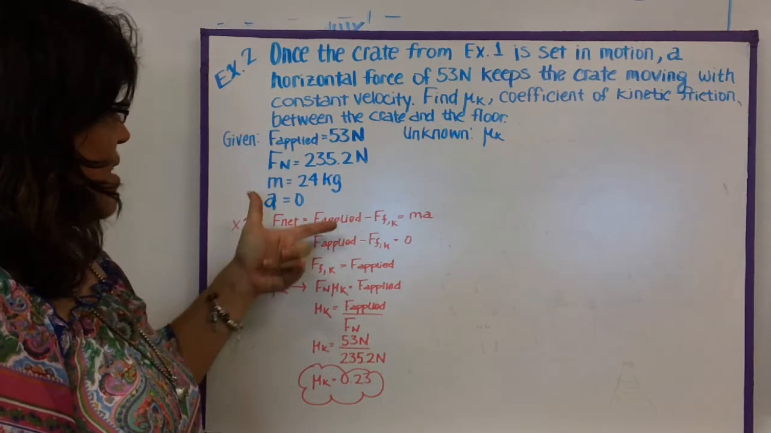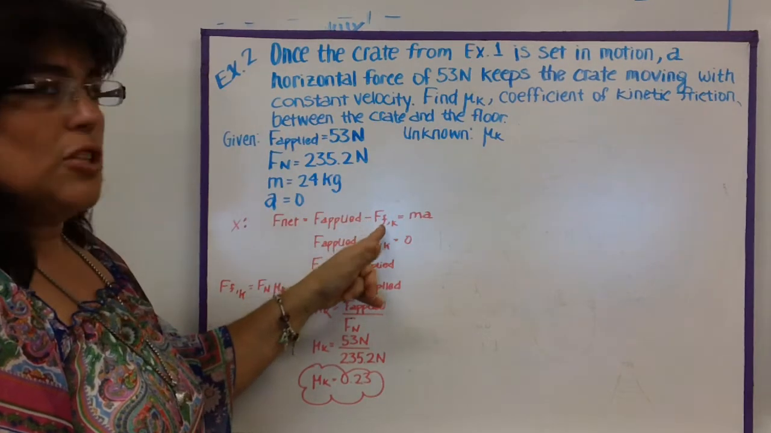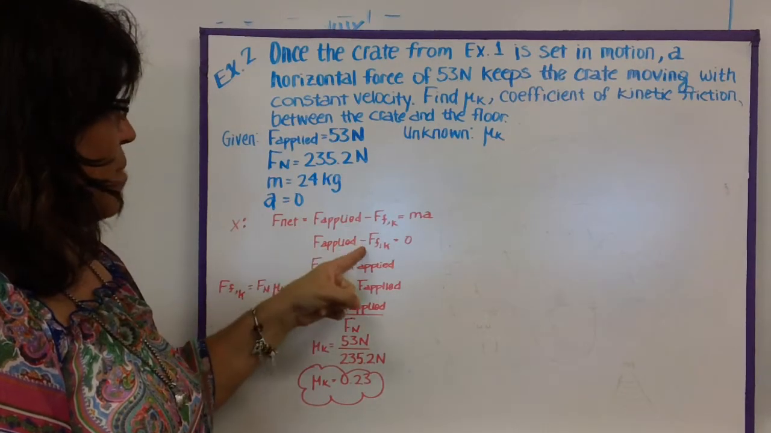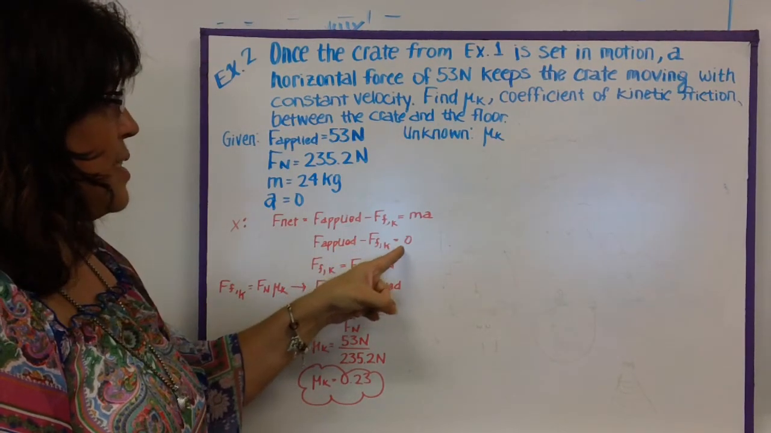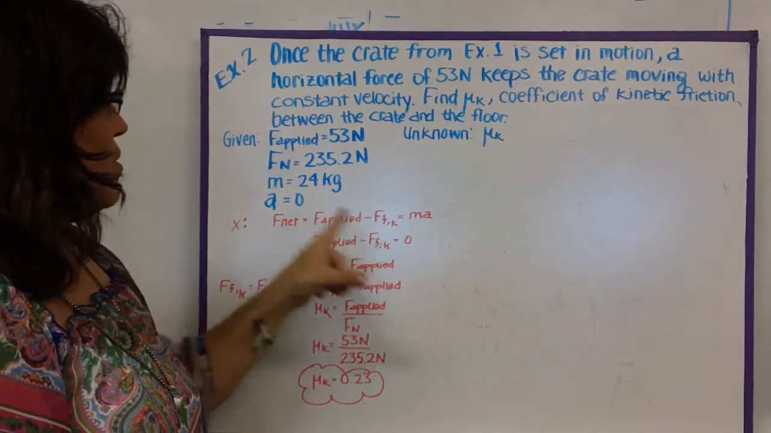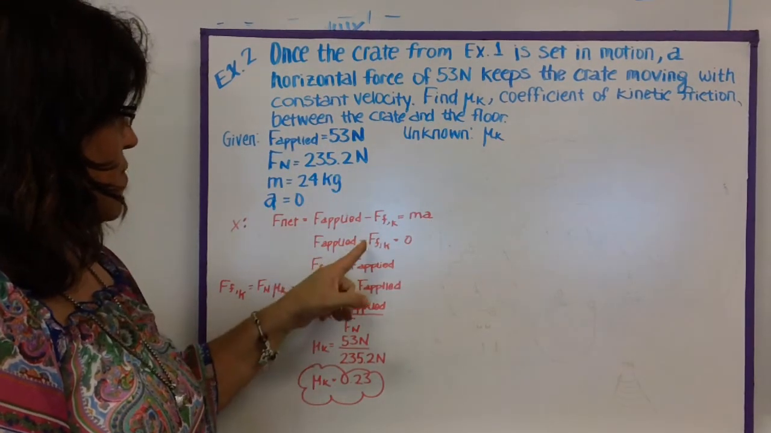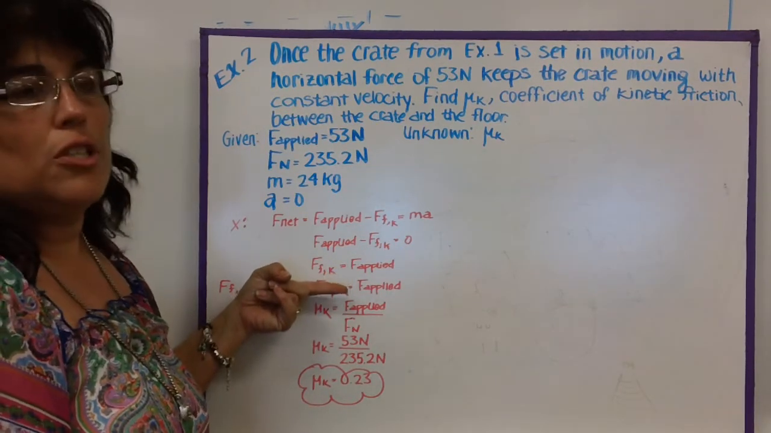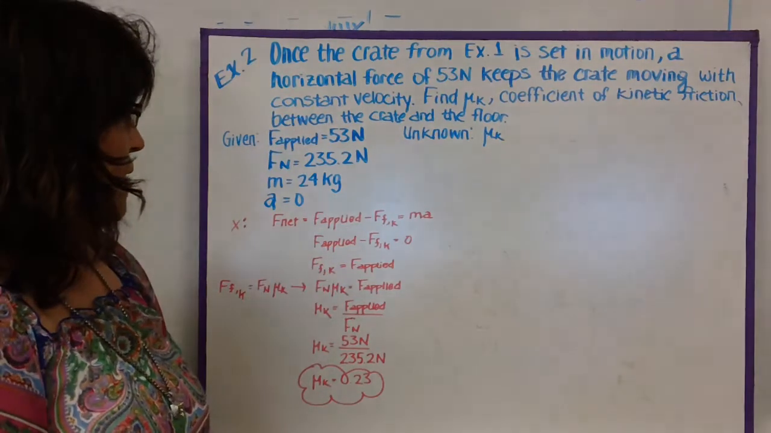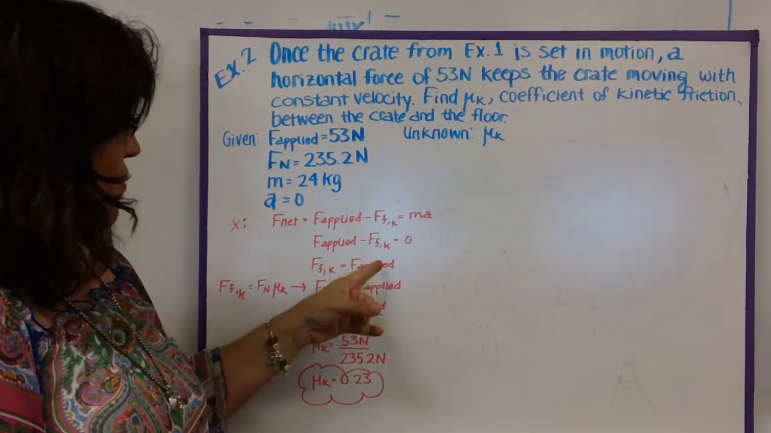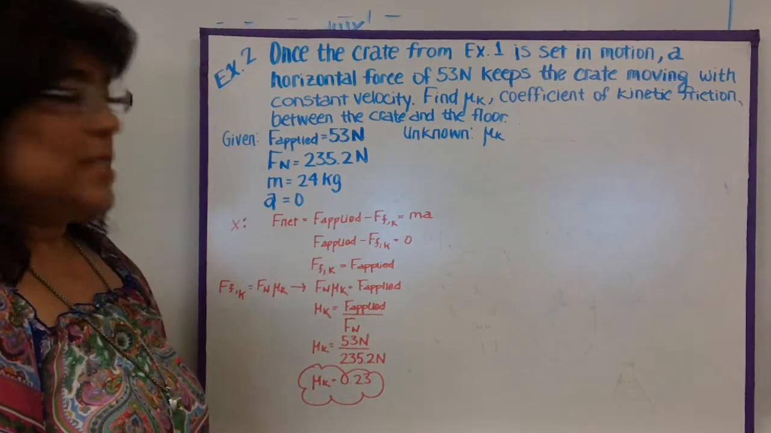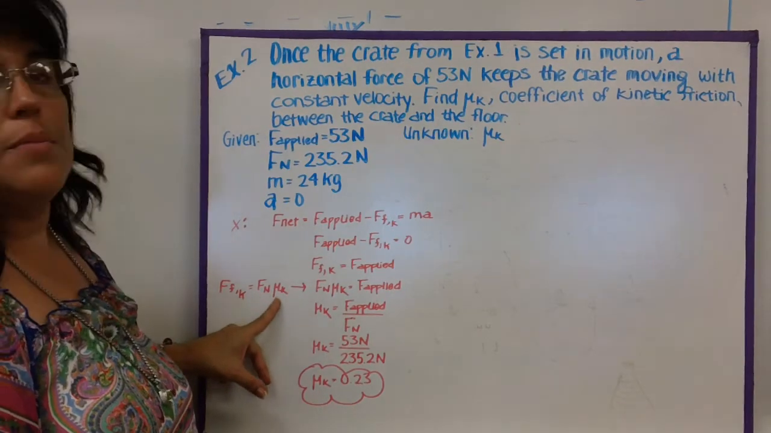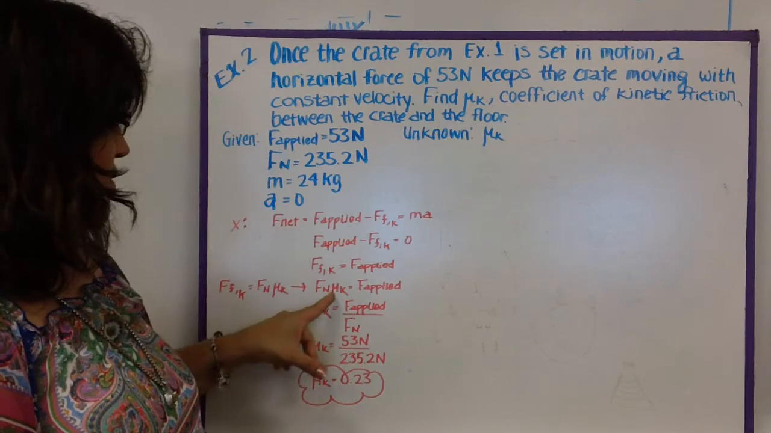Once again, we know that F applied minus the force of kinetic friction is equal to ma in this case. F applied minus the kinetic force of friction is equal to 0 because a is 0. I move the friction force over to the other side, and I end up saying that my kinetic force of friction is equal to the F applied. Well, we know what F applied is, but we don't know what the force of friction is. So remembering that the kinetic force of friction is equal to the normal force times mu sub k, we can find out what this is.